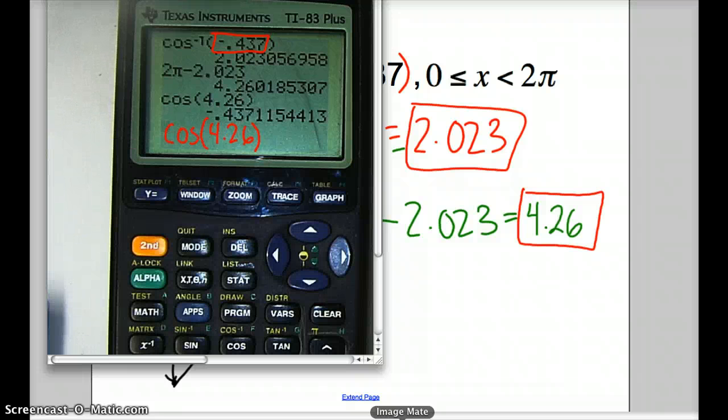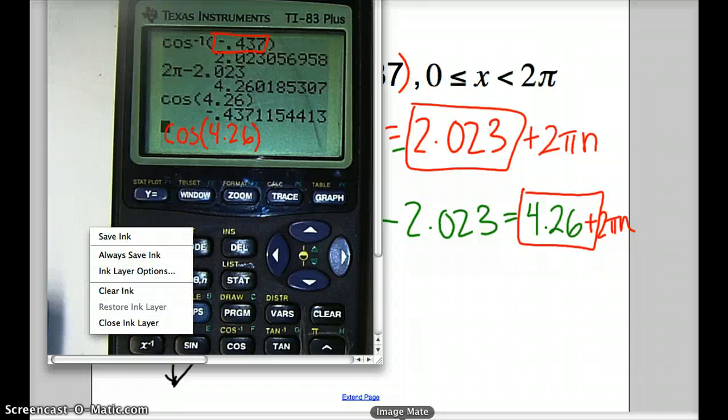If we wanted to describe all solutions, just like we did before, we'd add on 2 pi n to each of these answers. And that would describe all solutions in case I had an amplitude, a period factor, or a shift or something going on in my function. So you'll see some of those perhaps in class this week. So let's take a look at the next example.